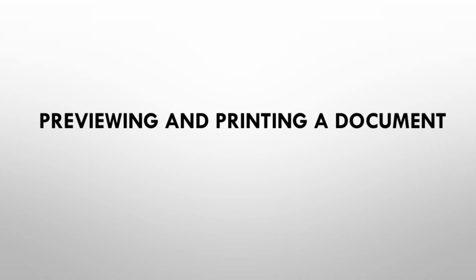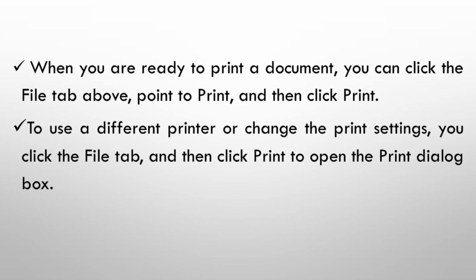Previewing and printing a document. When you are ready to print a document, you can click the File tab above, point to Print, and then click Print. Word then uses your computer's default printer and the settings specified in the Print dialog box. To use a different printer or change the print settings, you click the File tab, and then click Print to open the Print dialog box. You can then specify which printer to use, what to print, and how many copies, and you can make other changes to the settings.